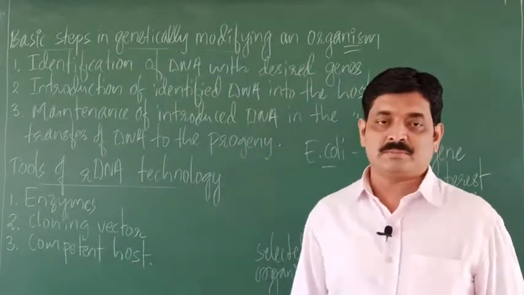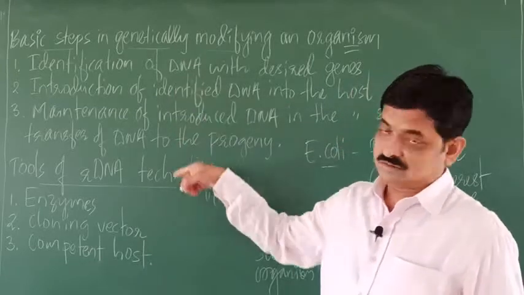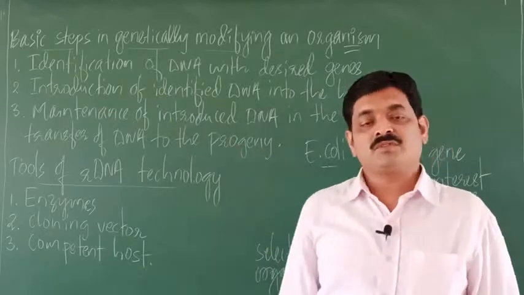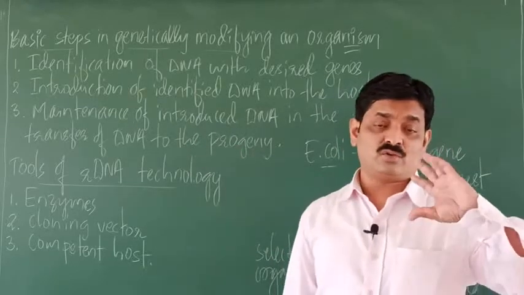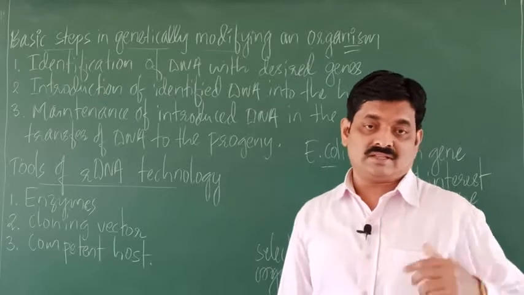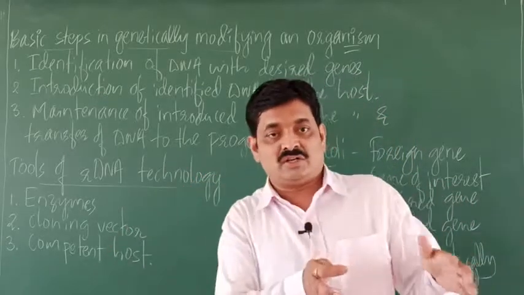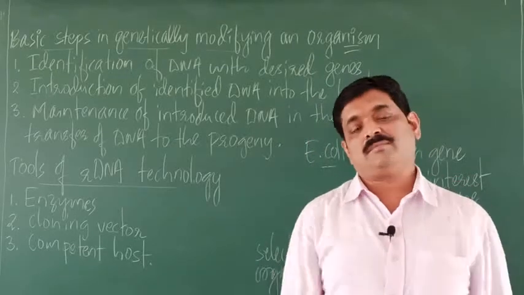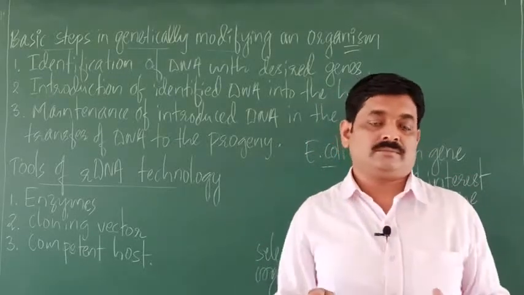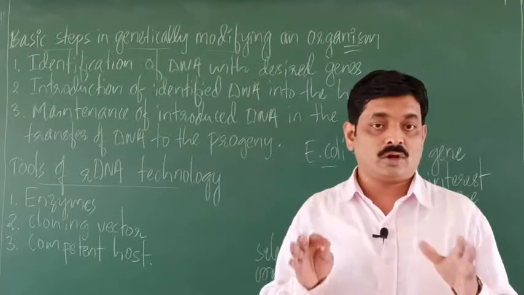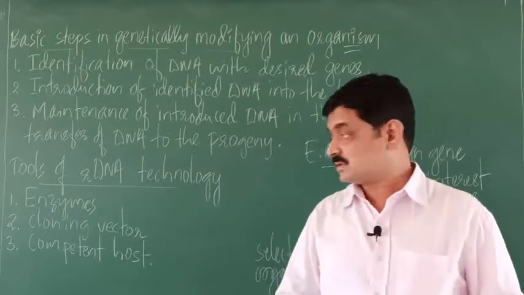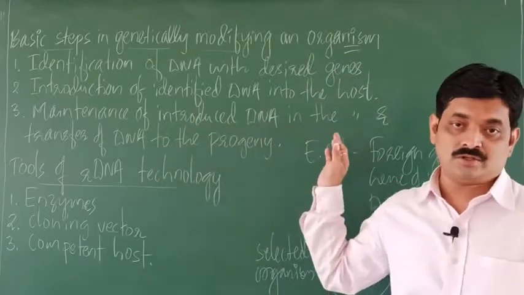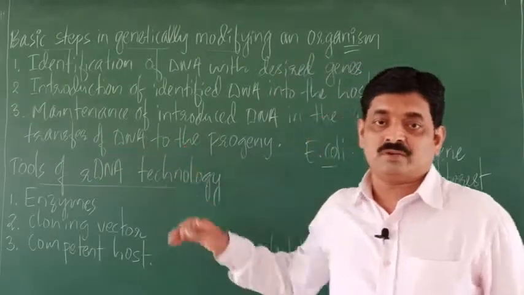So these are the three basic steps, right? The first is to identify. First you have to identify the gene. Second step, you have to transfer that gene, or introduce that gene, into the selected organism. And the third step, you have to culture that organism in a culture medium, that is called maintenance, right? So maintenance of introduced DNA in the host and transfer of DNA to the progeny.